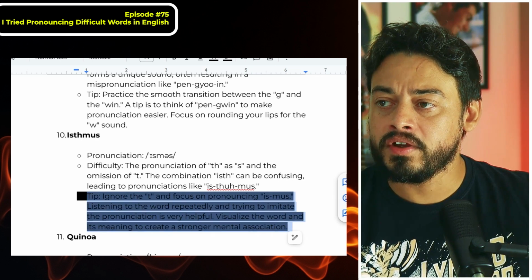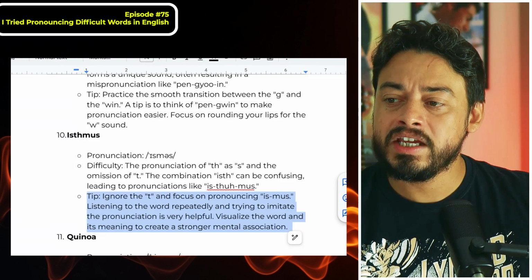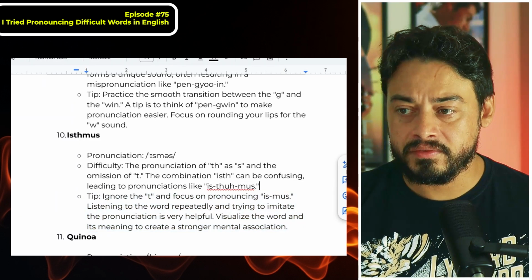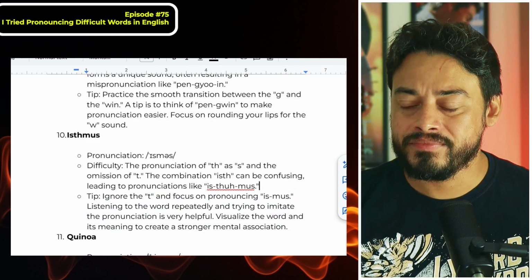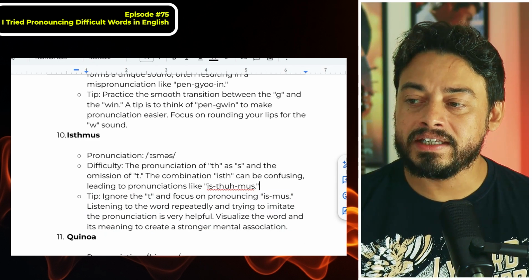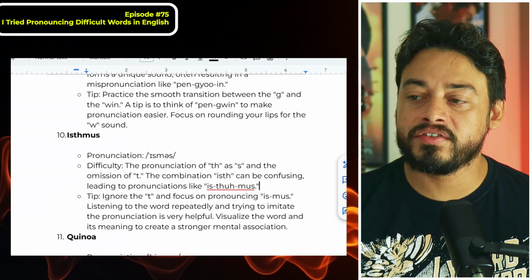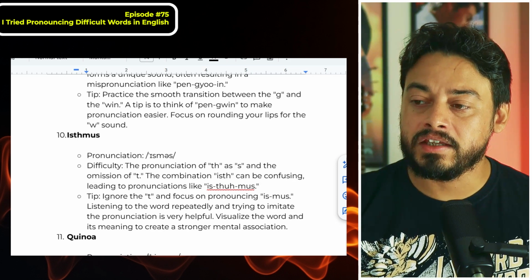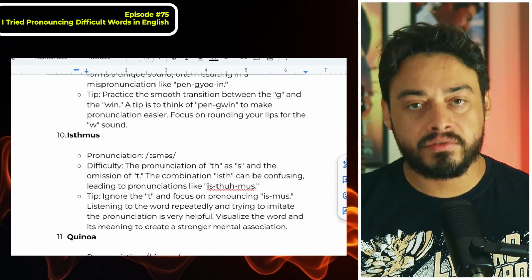Okay? So here's the tip for this word. Ignore the T and focus on pronouncing isthmus. So imagine there's no T there. Listening to the word repeatedly and trying to imitate the pronunciation is also very helpful. Visualize the word and its meaning to create a stronger mental association.